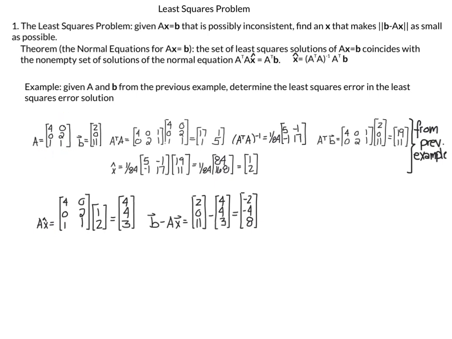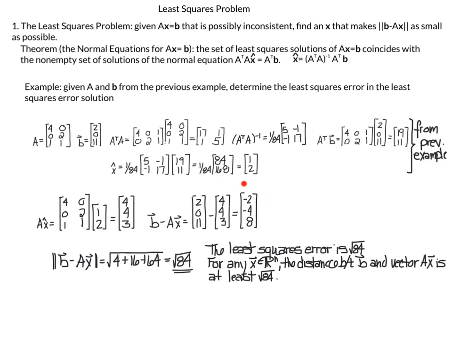So here we have our A matrix and our x hat, which is 1, 2. So A times x hat, which is equal to b hat, is equal to the column vector 4, 4, 3. So b minus b hat, or b minus A x hat: here's our b, 2, 0, 1, minus 4, 4, 3, is equal to -2, -4, 8. Finally, we're going to see what the magnitude of this error vector is. So the magnitude is the square root of 2 squared plus 4 squared plus 8 squared, which is the square root of 84. So the least squares error is square root of 84.